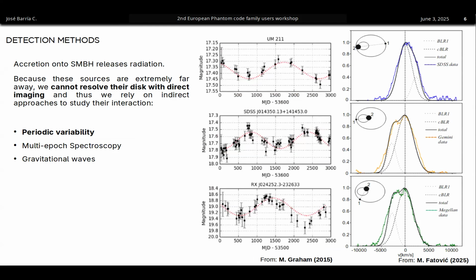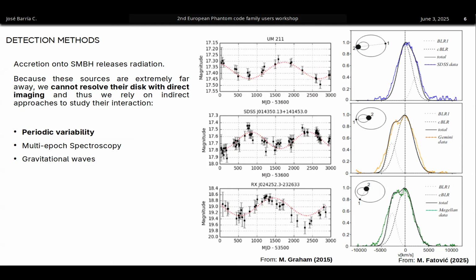So in order to detect this supermassive black hole system, we have to take into account that they are way too far away to be able to resolve the disk. So the only way of detecting them is by indirect methods. Like in my case, I studied the periodic variability of the light curves. In this case, you have a time series of a quasar or AGN, and you can fit a model that will output properties of the binaries, like, for example, the mass ratio, the eccentricity, or whatever. We also have other methods.